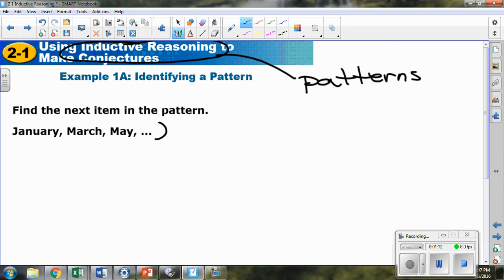Okay, so we're saying July. How do you know that's correct? Oh, it skips one every time. So we had January, skips February to get to March, skips April to get to May, skips June to get to July. That's inductive reasoning. Just looking at it and recognizing a pattern is inductive reasoning.